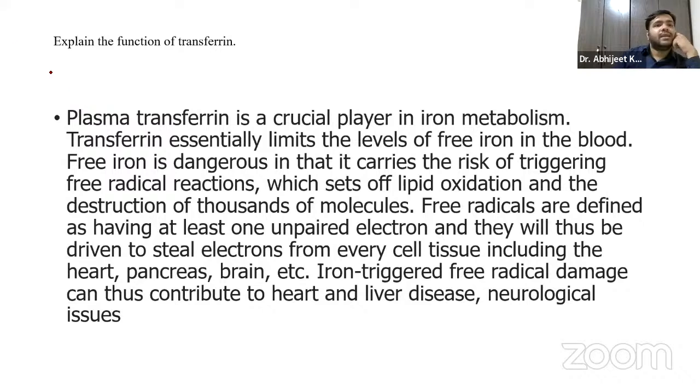Now, the next question says, explain the function of transferrin, guys. Explain the function of transferrin. You already know that plasma transferrin has a crucial role in iron metabolism. Basically, as we have already discussed in our regular lectures, it limits the level of free iron in the blood, right? It limits the levels of free iron in the blood.